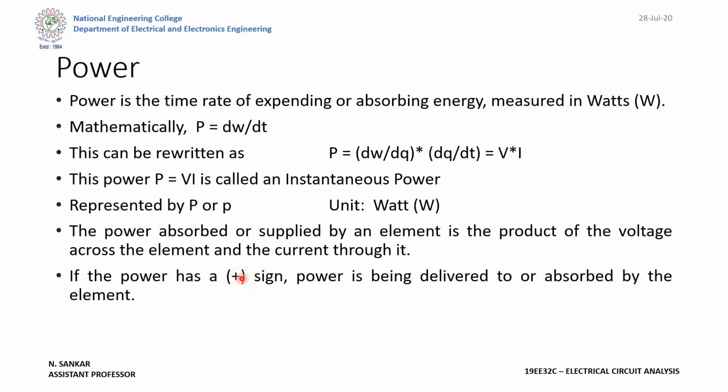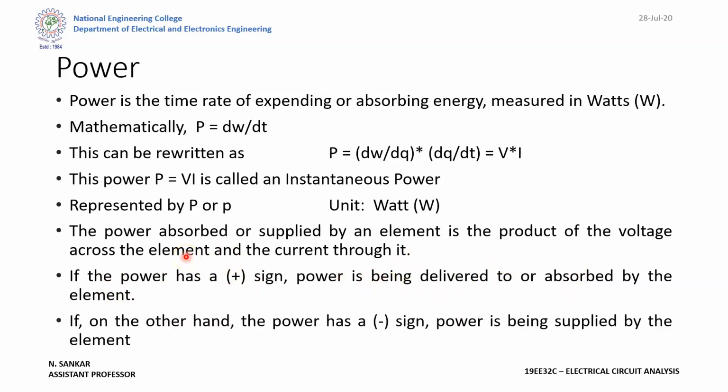If your power has a positive sign, then power is delivered. Delivered means you are giving the power to some other element, or simply we can say some other element is absorbing power from our source. Positive sign means power is being delivered by the source. Similarly, if power is negative, your source is getting the power, that is, the power is being supplied by the element.